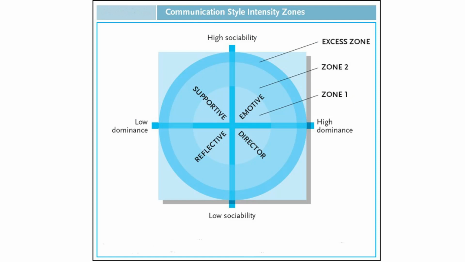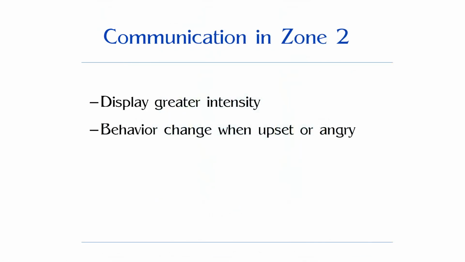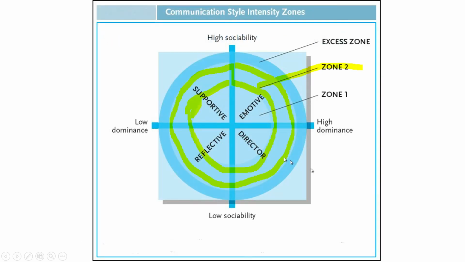Next one we're going to look at is zone 2. Again, not a very good drawer, and I hope you understand what I'm trying to do here. It's just inside the two yellow lines would be zone 2. Now zone 2 displays greater intensity and behavior change when they're upset or angry. That will come into play at a higher level, away from the middle of the actual where all four meet. You got zone 2.